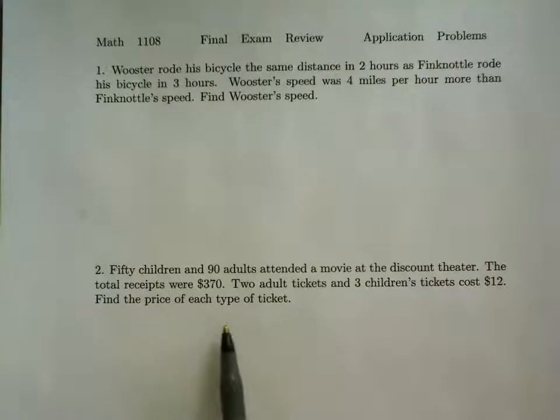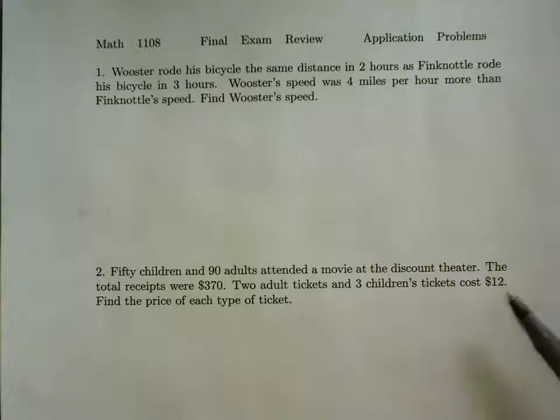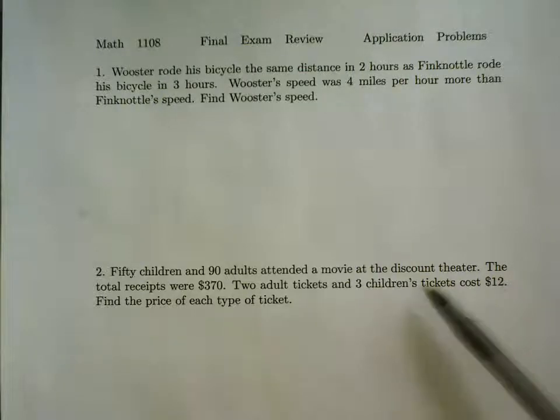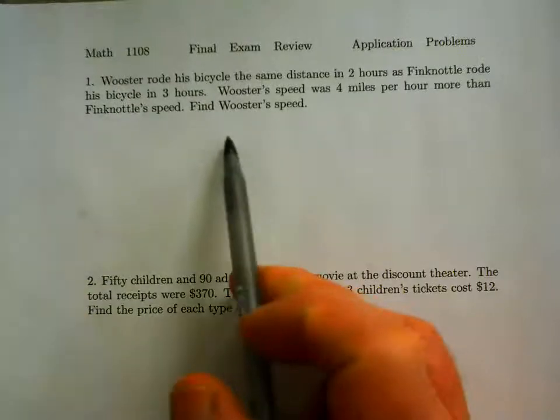It's just a certain number of children and a certain number of adults buying tickets at different rates. The first one? Okay. So the request is for the first one on uniform motion.